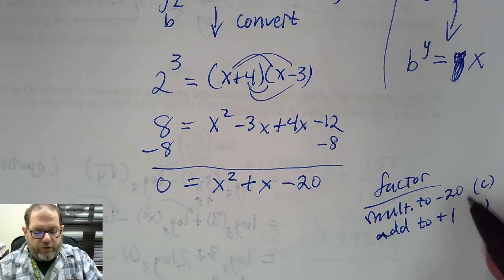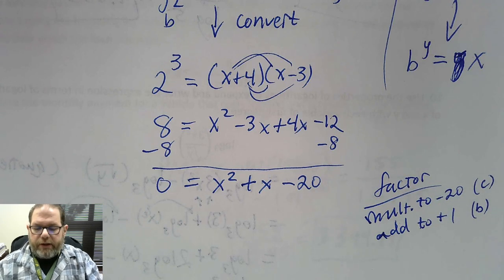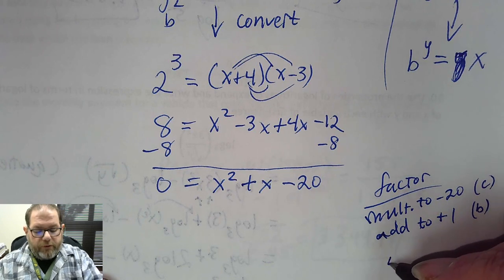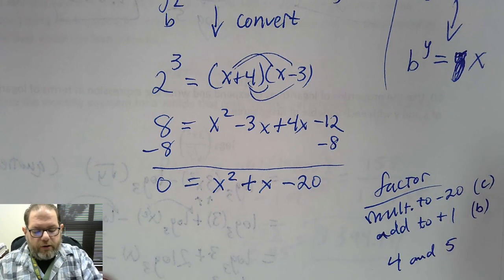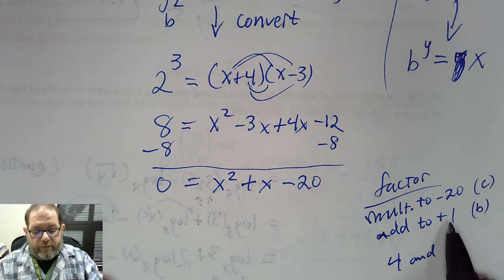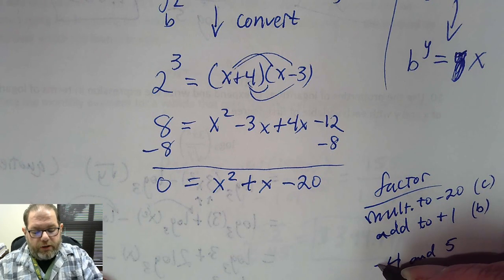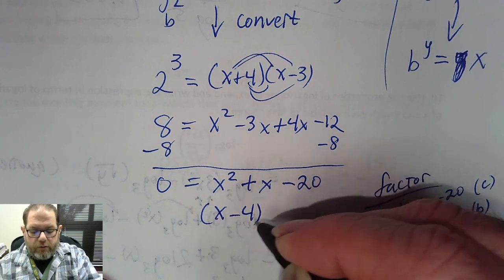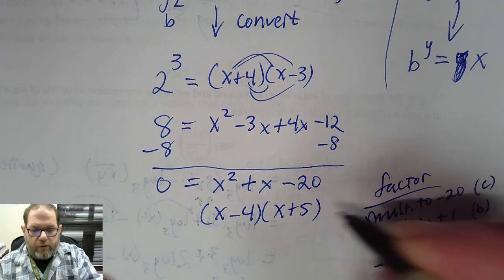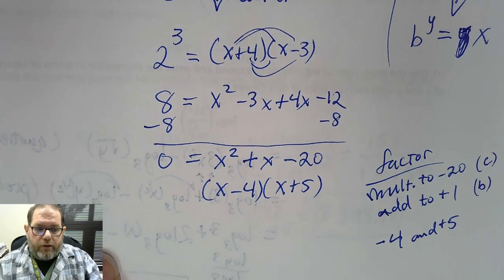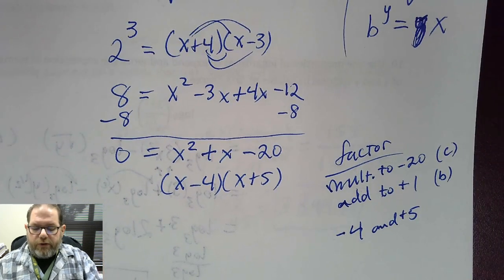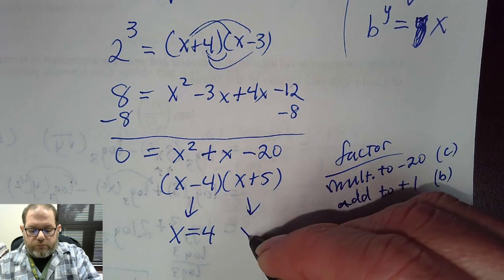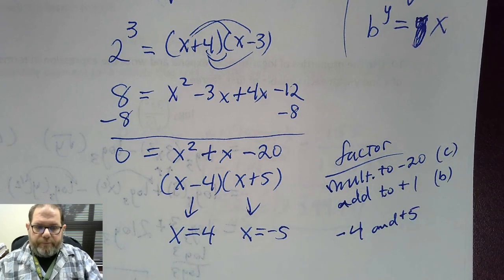And so we think about, okay, well, to multiply to a negative number, we have to have a positive and a negative, and they have to be basically 1 apart. So that's 4 and 5. Okay, so we know it's 4 and 5, but one of these has to be negative. That means if they have to add up to a positive 1, we're going to need a negative 4 and a positive 5. Like so. Now, that creates our factorization, and so we get two solutions, x equals 4 and x equals negative 5.